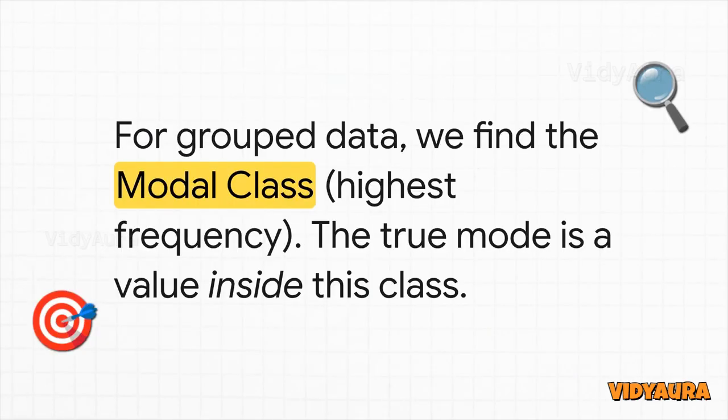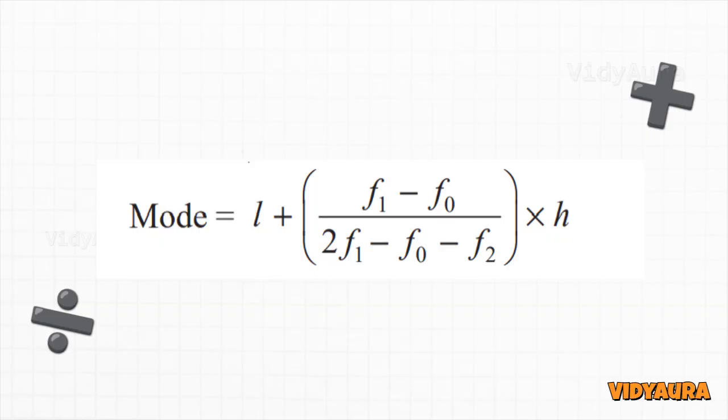Easy enough. But with our family size data, we can't see the individual numbers. All we can see is the most popular range, and we have a name for that, the modal class. The real mode, that single number we're looking for, is hiding somewhere inside that group. So how in the world do we find it?